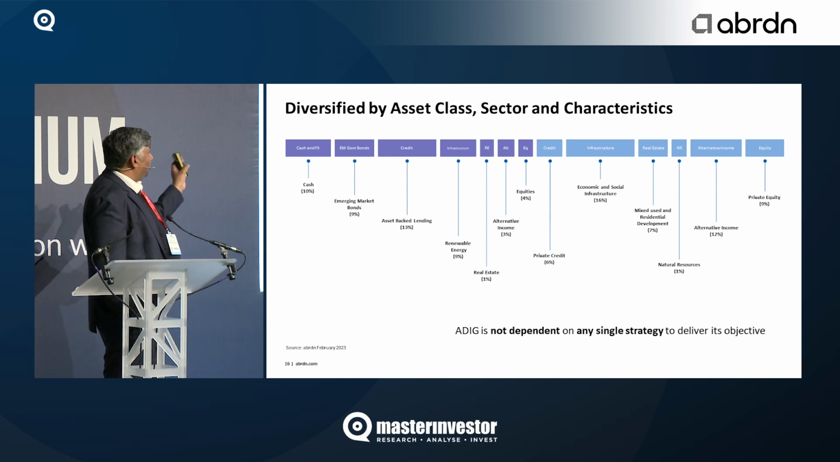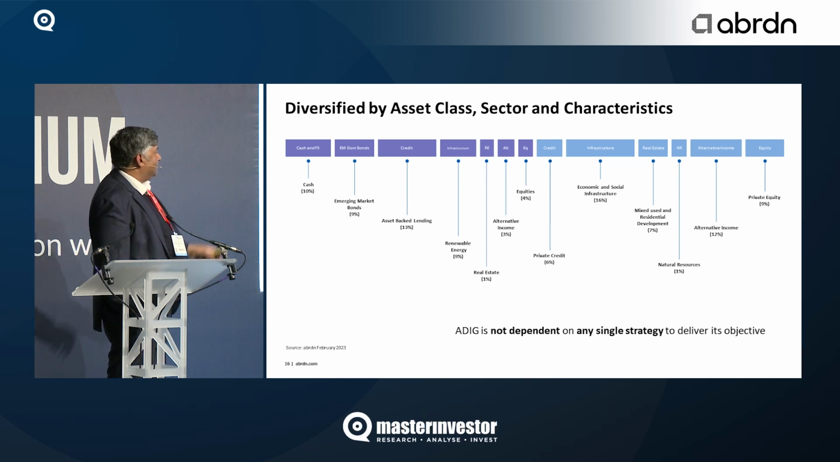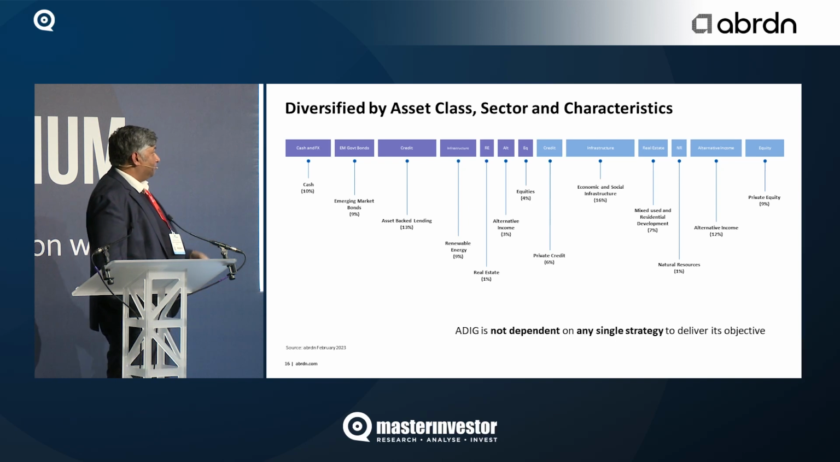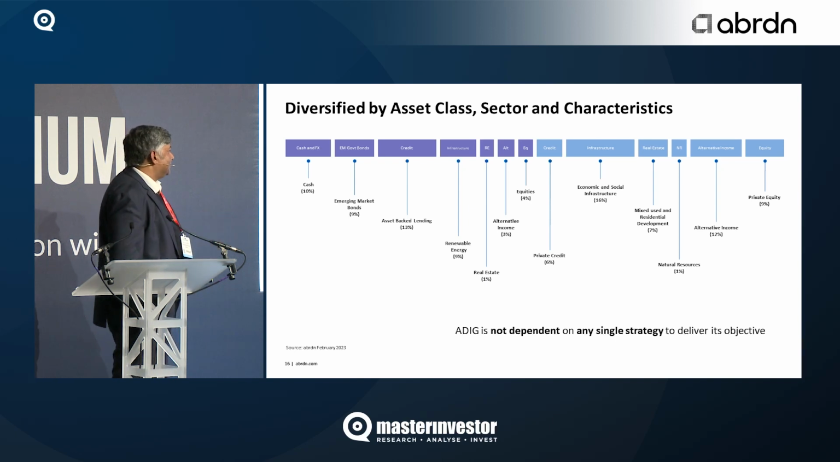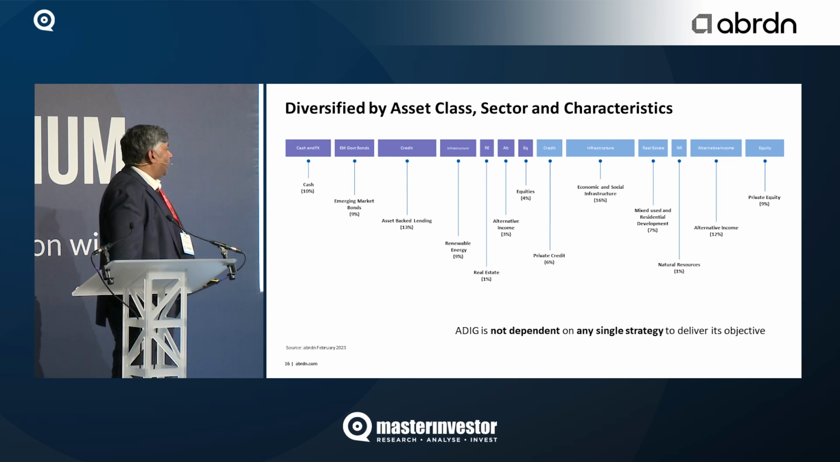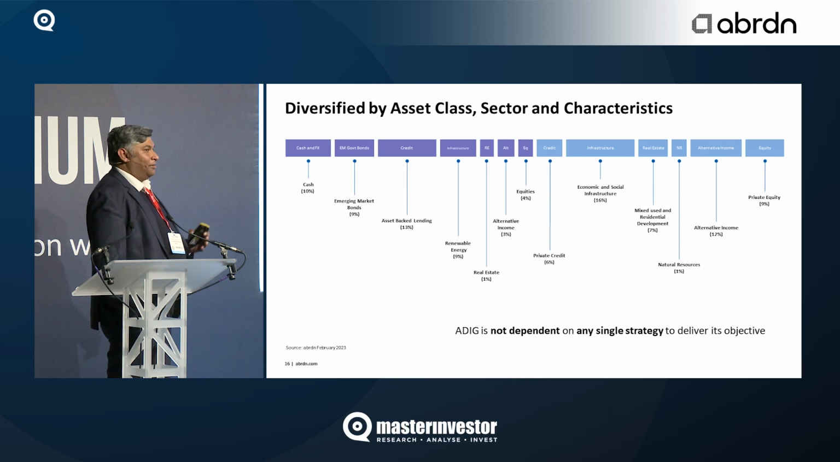So we've got cash, we've got emerging market bonds, we've got asset-backed lending, we've got renewable energy, we've got real estate, we've got private credits, we've got social and economic infrastructure, schools, hospitals, transport assets, development properties, and a small amount of private equity in the portfolio. And all of these together are working harmoniously to try to deliver the outcomes.